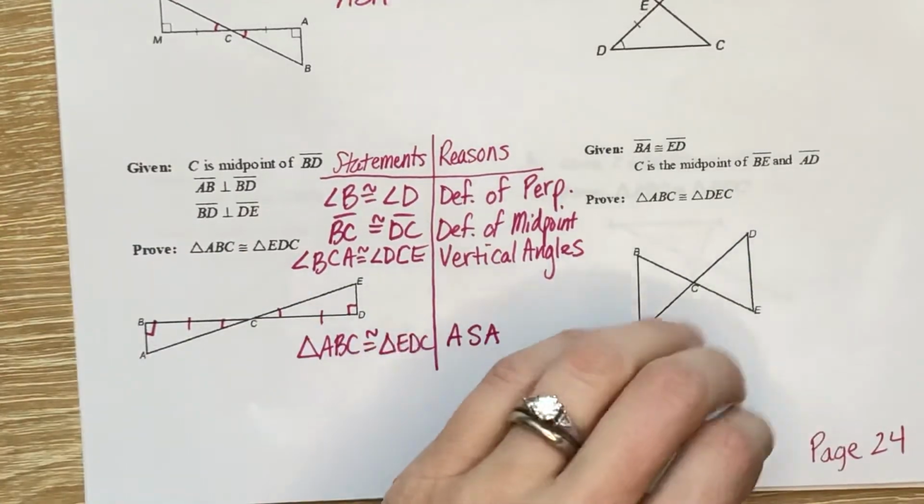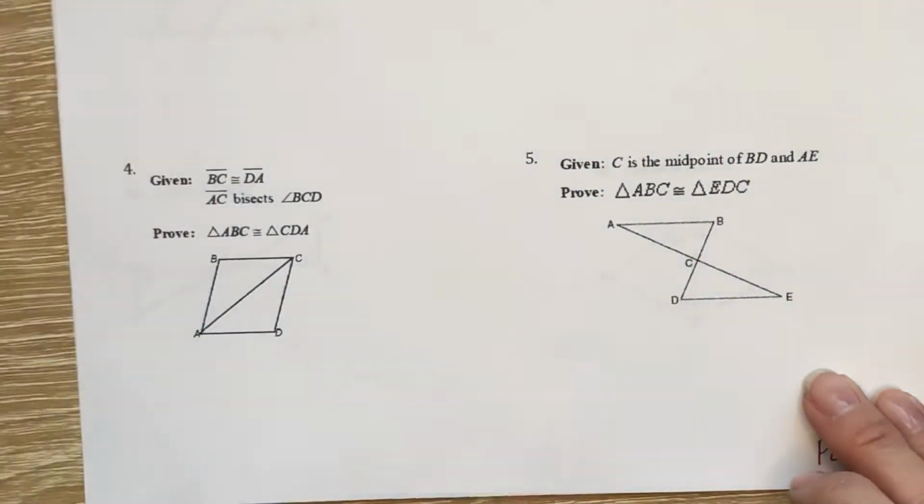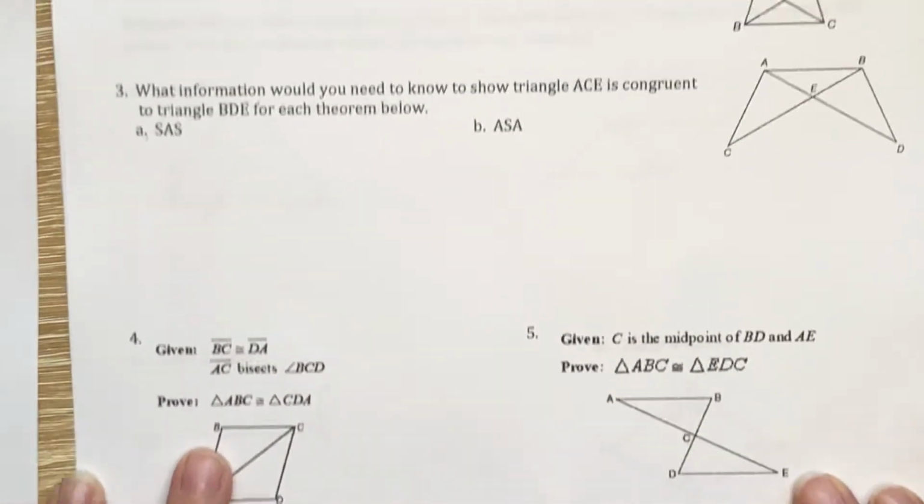Right, so that's page 24. Let's take a look. We're going to continue on with angle, side, angle before we go on to the next one. So let me pull this down so you can see.